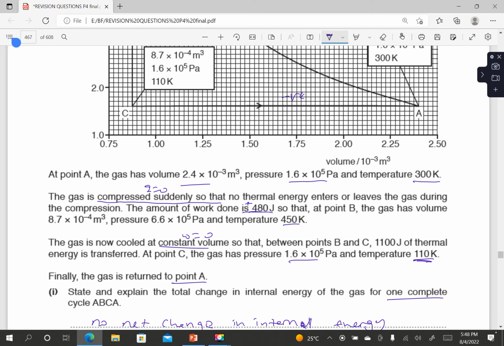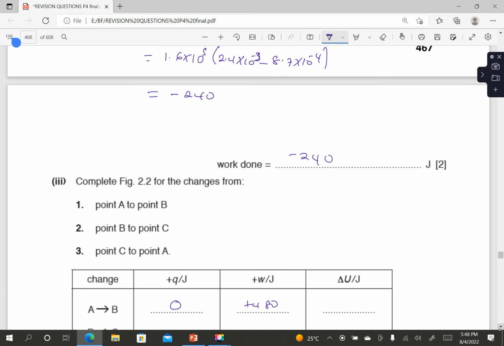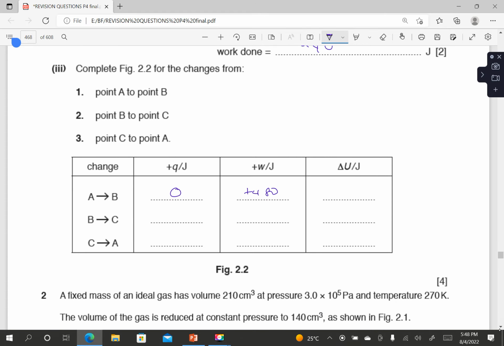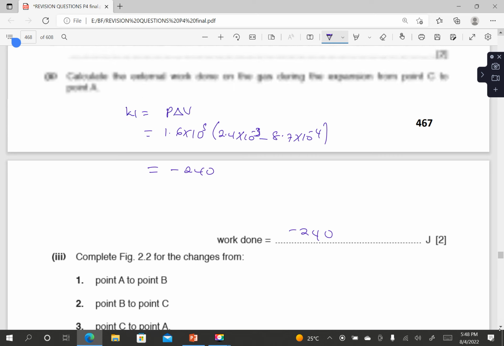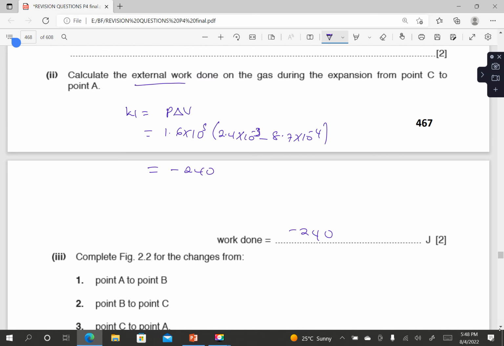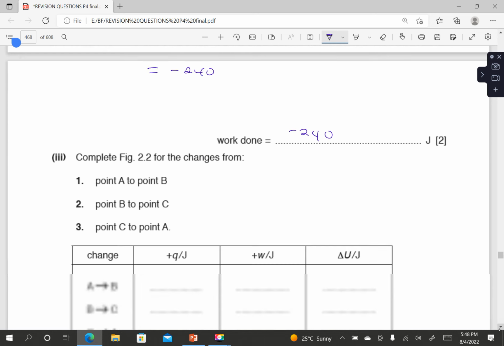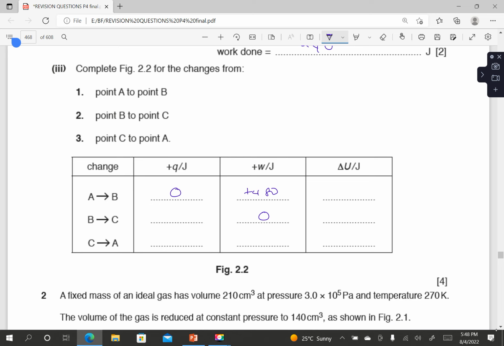The gas is now cooled at a constant volume, so from B, the volume is constant. Work done must be 0 to reach C. B to C, work done is 0 because the volume is constant. I think now those values are enough. We have also calculated the work done from C to A. Work done was negative 240. We have calculated it. So now what remains is very easy.